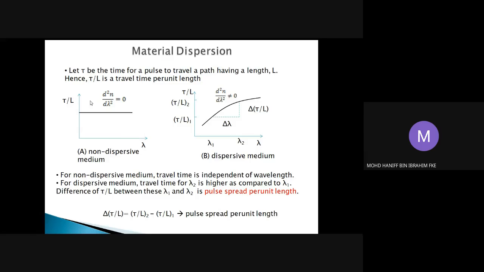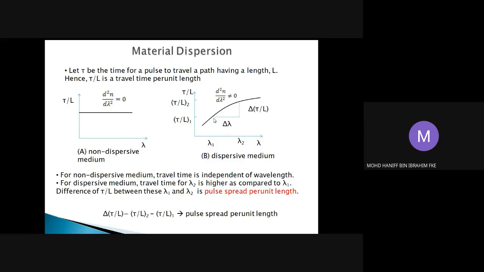Due to this, the change of n with regard to lambda will be 0. d squared n divided by d lambda squared will be 0, meaning the change of refractive index n with regard to lambda will be 0. For a dispersive medium, we cannot get these ideas because we know that n depends on lambda. So for that particular case, dn over d lambda will not be 0. That's why for a dispersive medium, which is a real world situation, d squared n over d lambda squared will not be equal to 0.